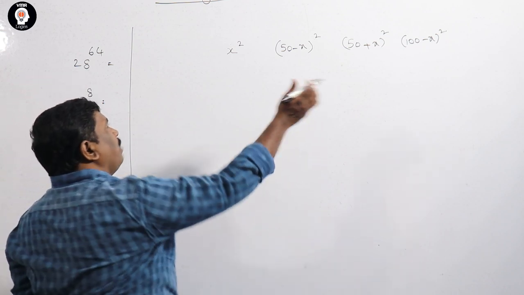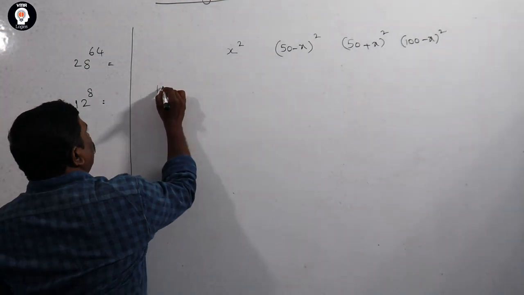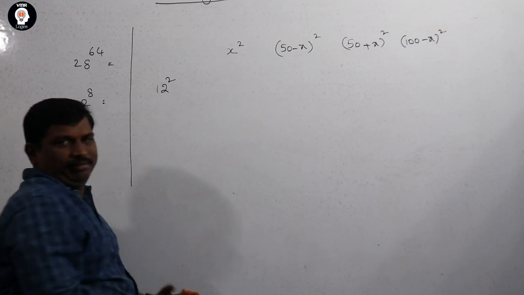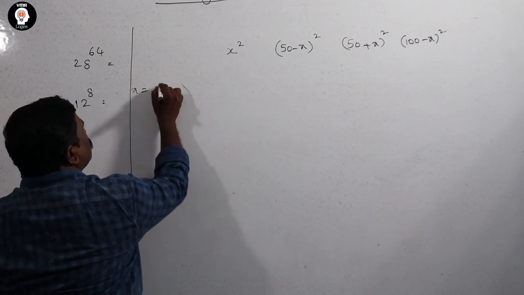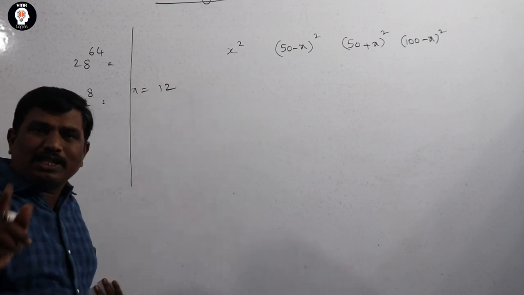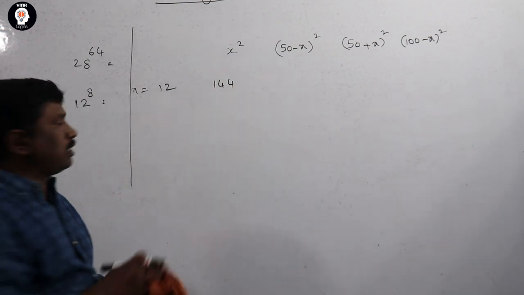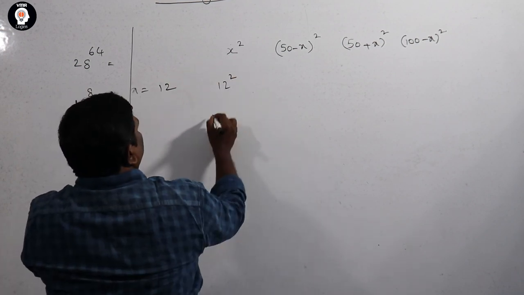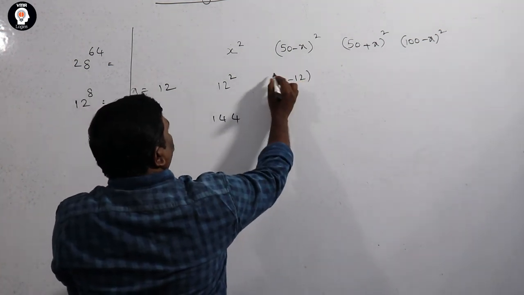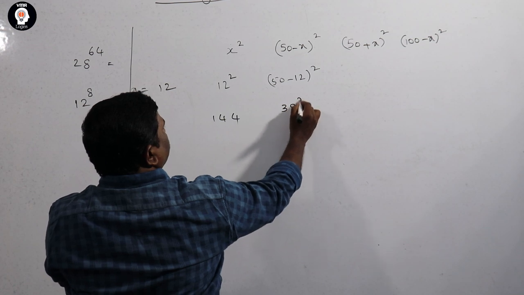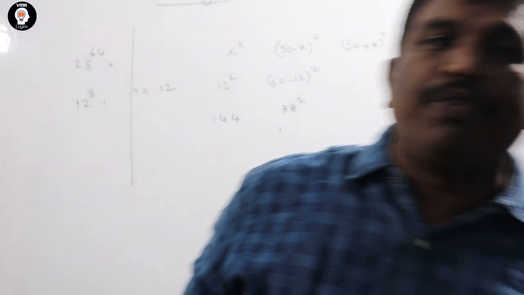Let's see. I just take an x value, let's take the best example, 12 square. I am taking the x value as 12. So first, x square, 12 square is 144. Next, 50 minus x, 50 minus 12 is 38, so 38 square.